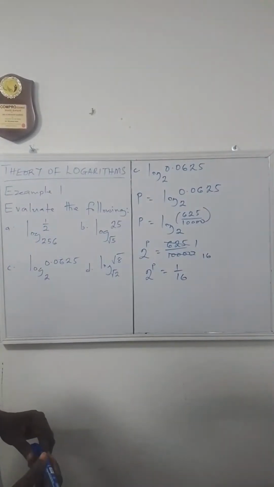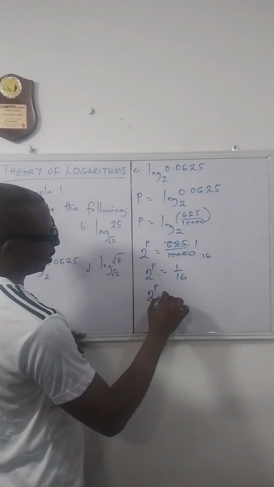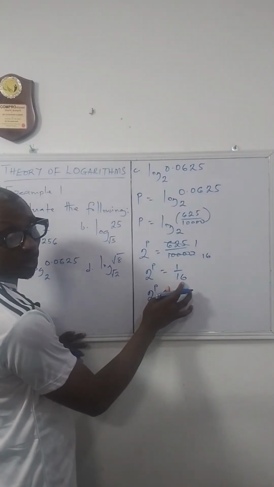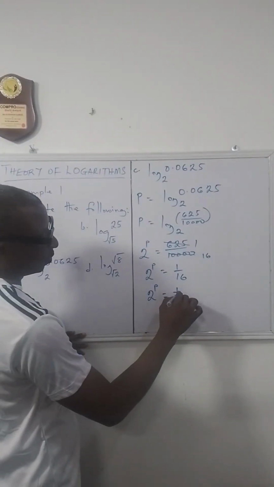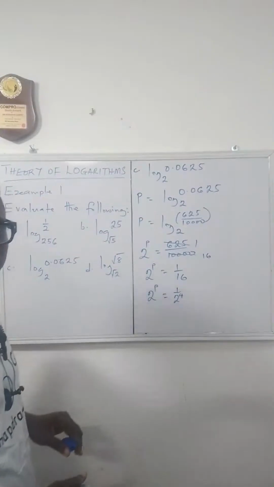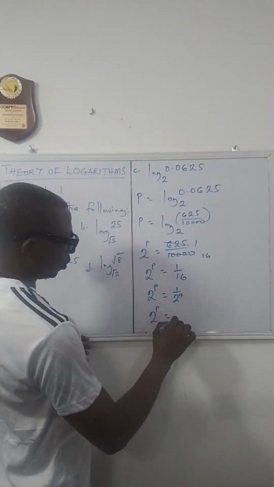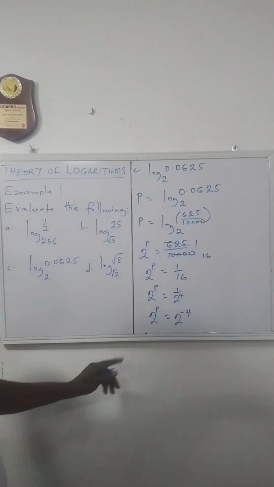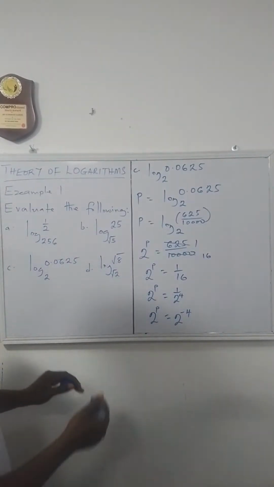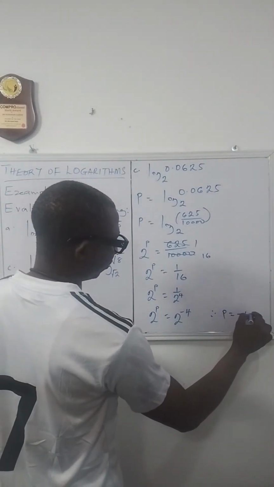All right, so now we have 2 raised to the power of P equals to, now can we express this one in index form? That's 1 over 2 raised to the power of 4. It's the same thing as 16, right? We have 2 raised to the power of P equals to 2 raised to the power of negative 4. Okay, so now we have seen this, so we can equate the powers. So therefore, P equals to negative 4.